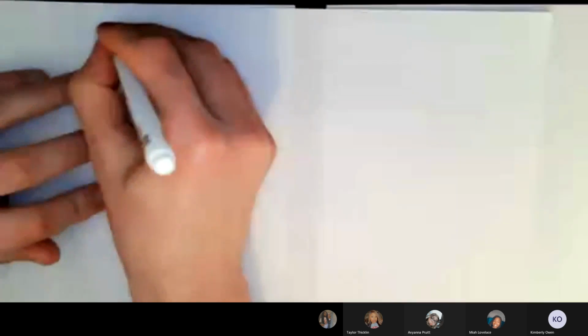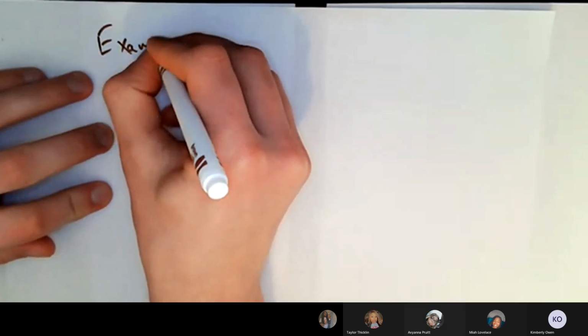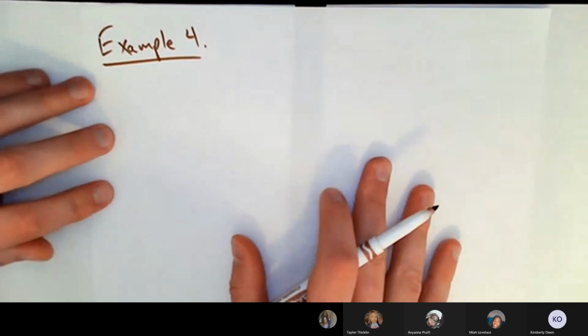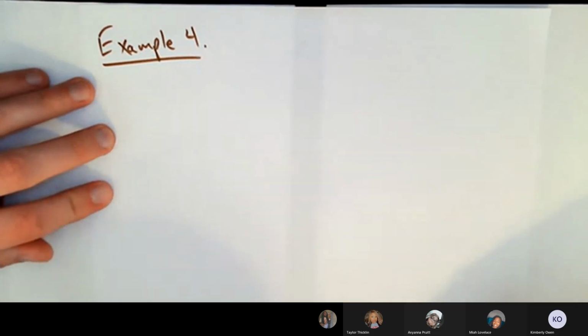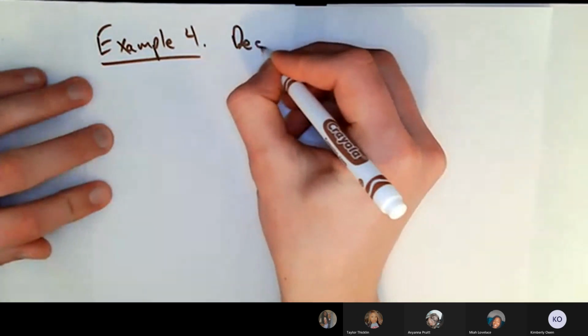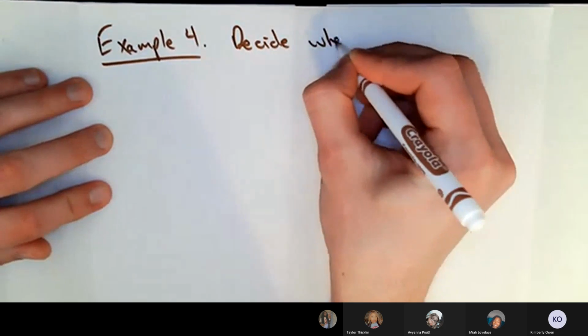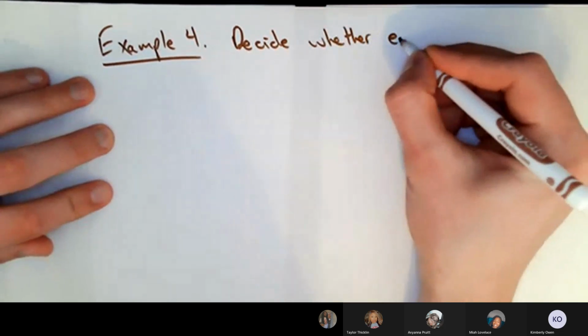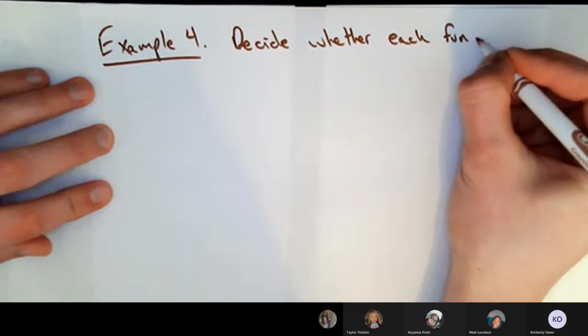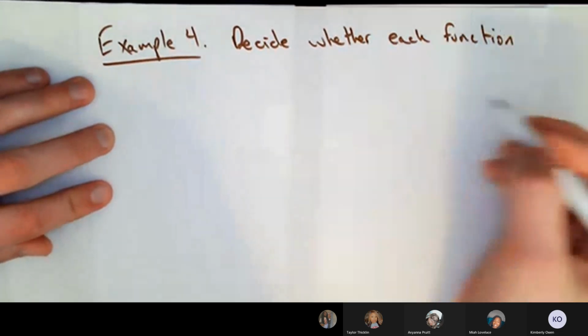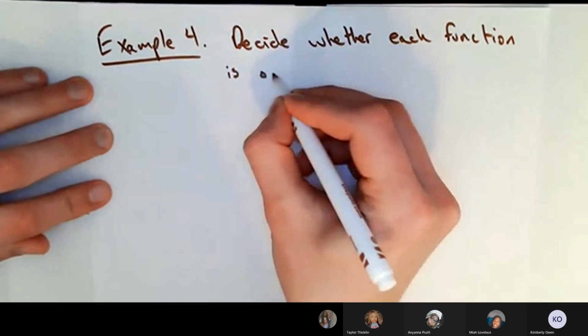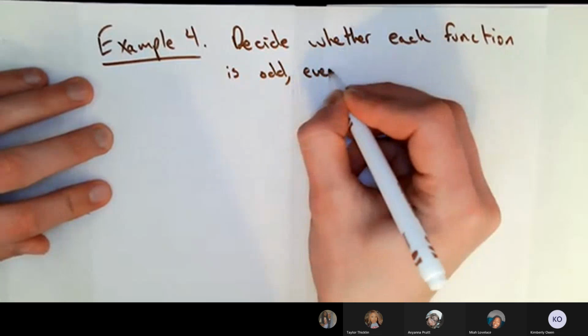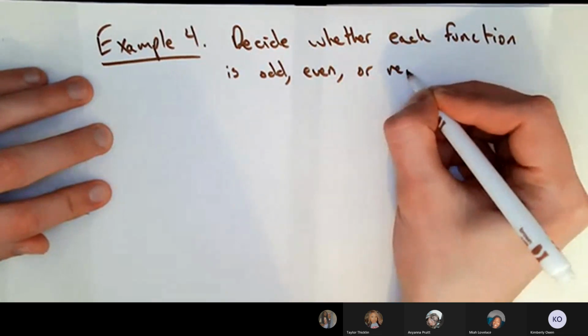Okay, example 4, I think. Now we're changing gears here. We're just going to be practicing using the definition of even and odd, not graphing functions. So decide, these are kind of some classic problems coming, whether each function is odd, even, or neither. Because they can be neither.